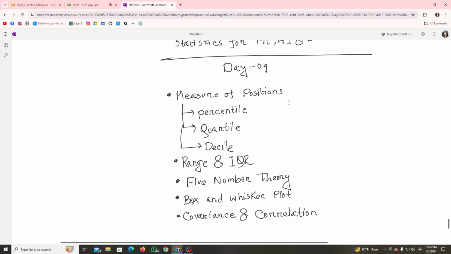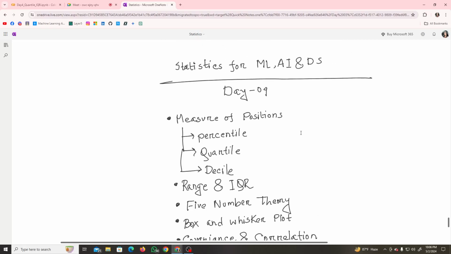So in today's session, these are the topics we're going to cover. We're going to cover measure of position. In measure of position, we have percentile, quartile, decile. Then we will move to range and IQR. Then we will talk about five number theory, and by covering this topic, we will understand the box and whisker plot, and then we will see some Python code, and then we will cover the covariance and correlation. So let's start with measure of position.